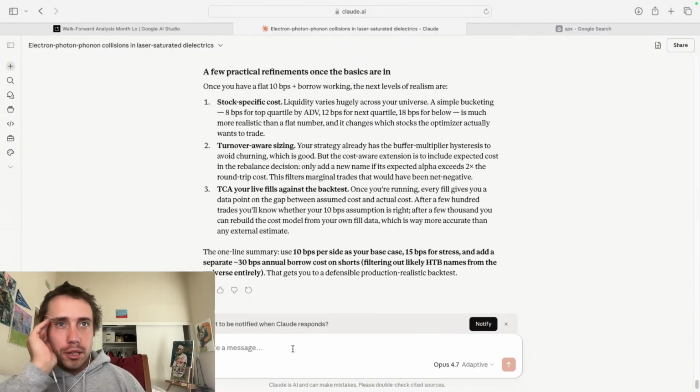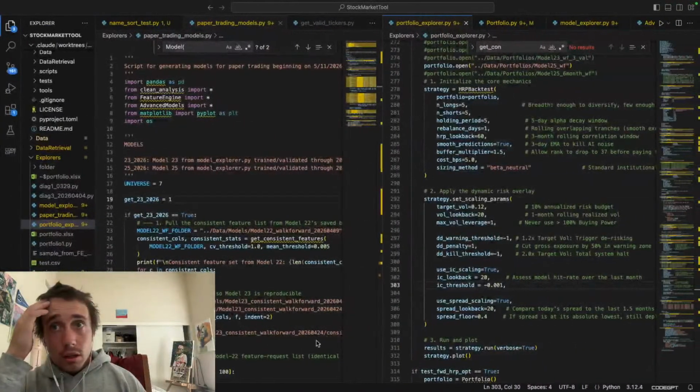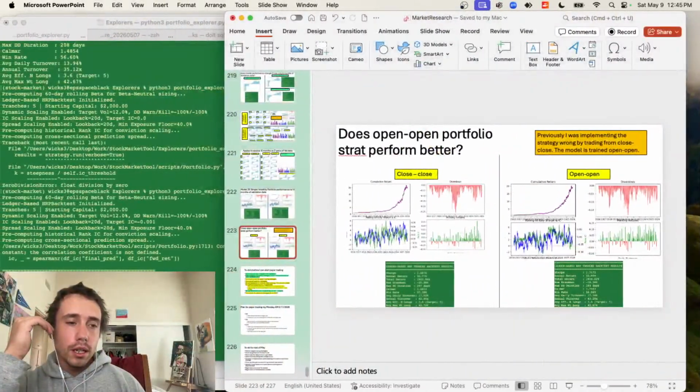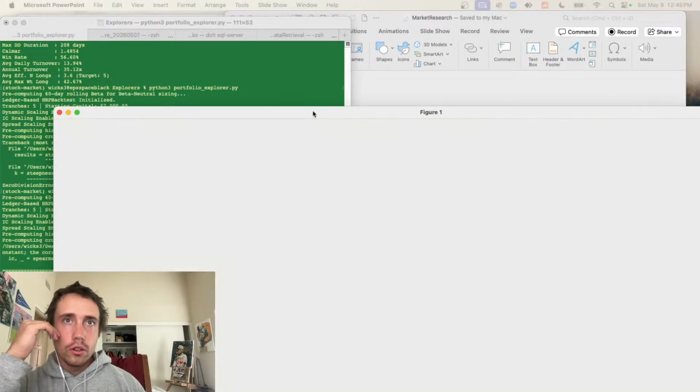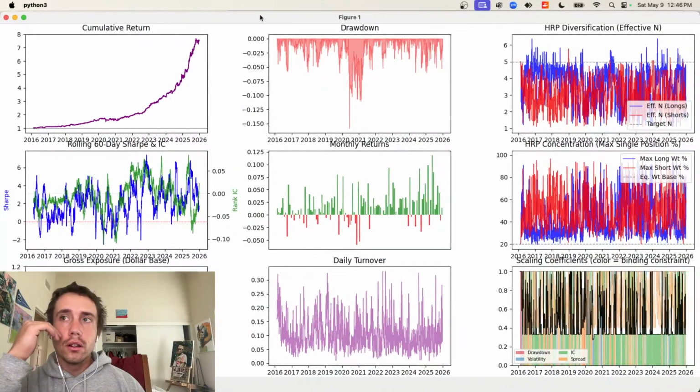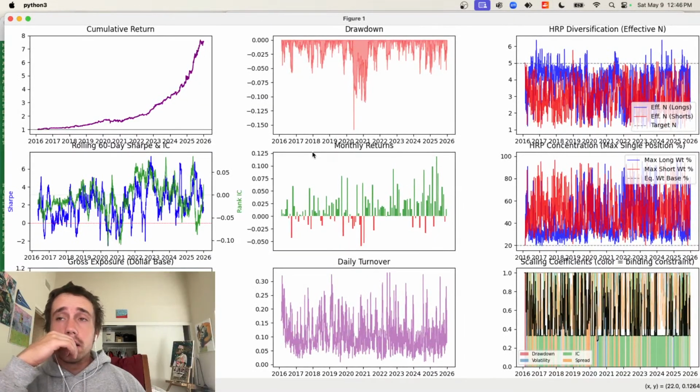At a separate 30 basis point annual borrow cost on shorts. All right, so I guess when's that gonna finish? Oh, it finished. Whoa. Whoa, drawdown's only 10% now. Oh, but the returns are lower. So information coefficient is dominating. There's a nice spread in there. Volatility never really comes into play.